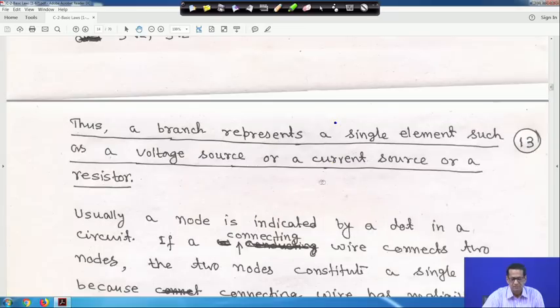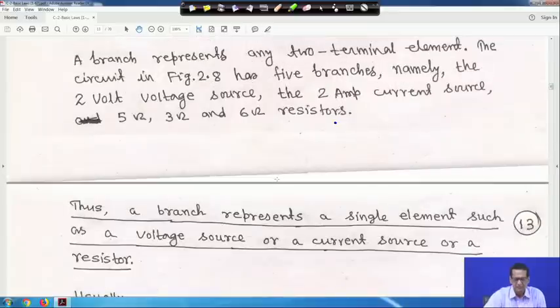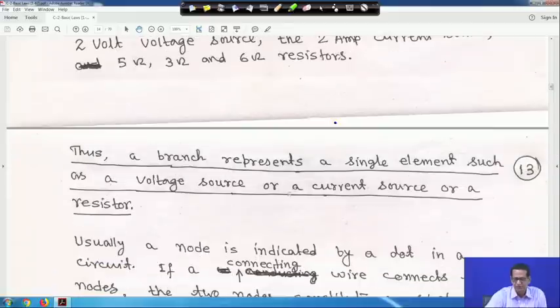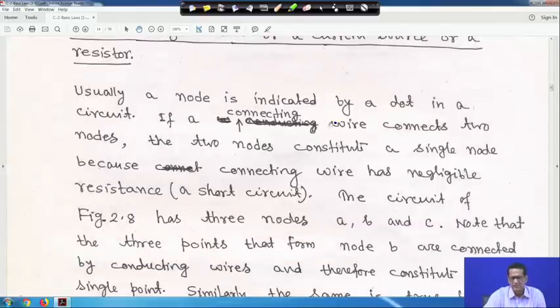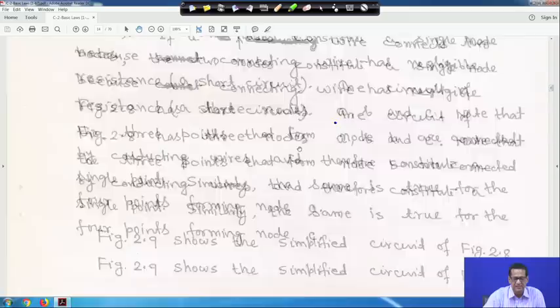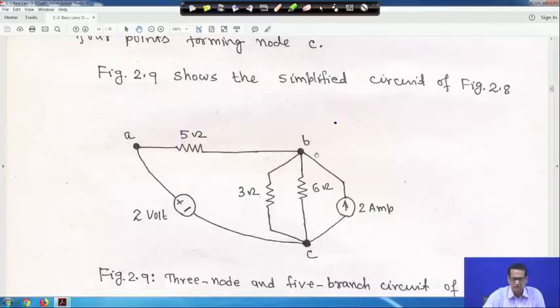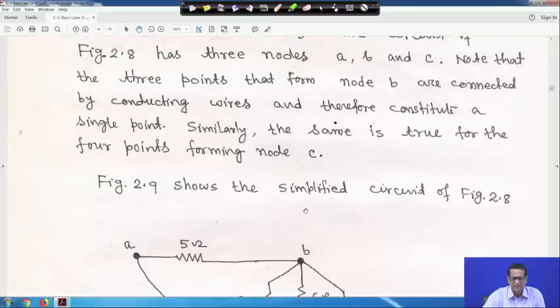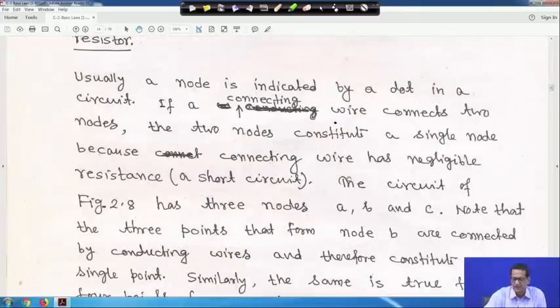Generally, a branch represents a single element, as I told you, such as a voltage source or a current source or a resistor, in the case of this DC circuit, right. So usually a node is indicated by a dot in a circuit. All these dots indicate nodes, right.